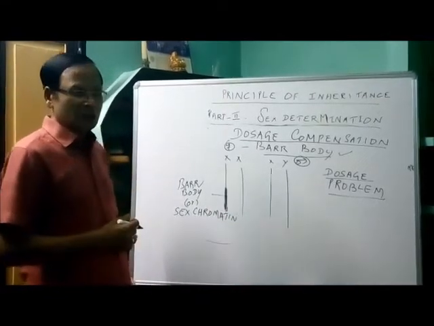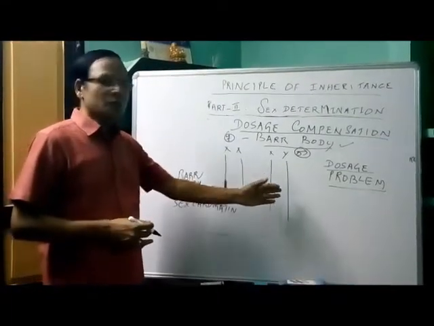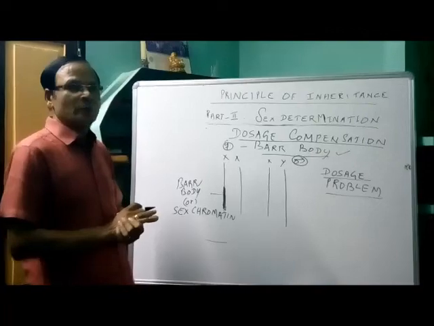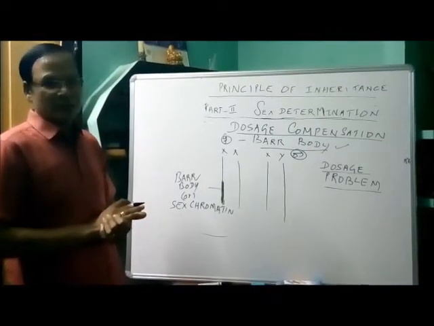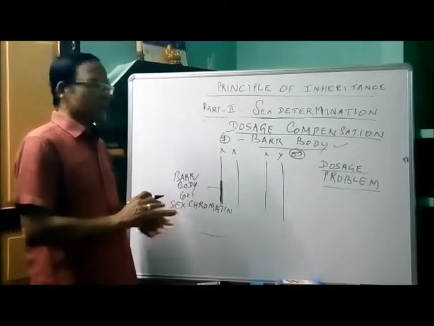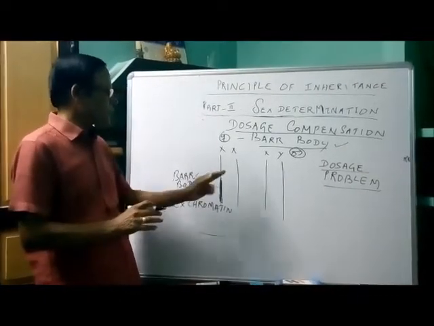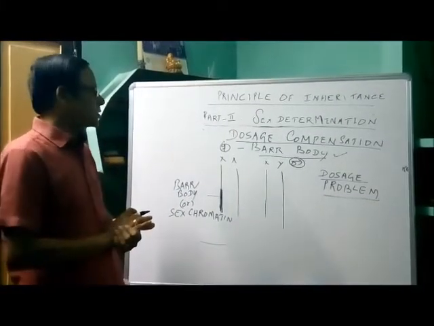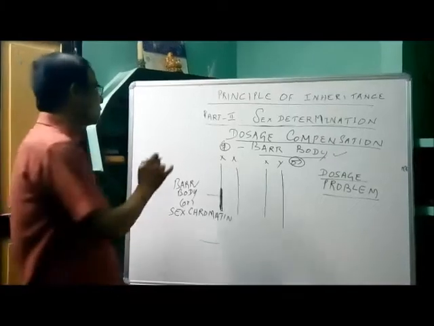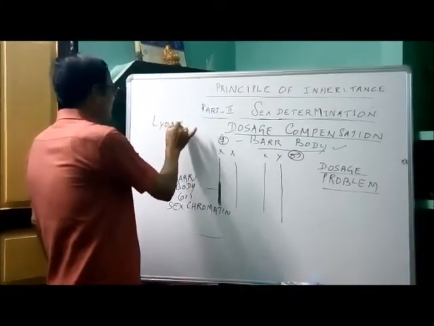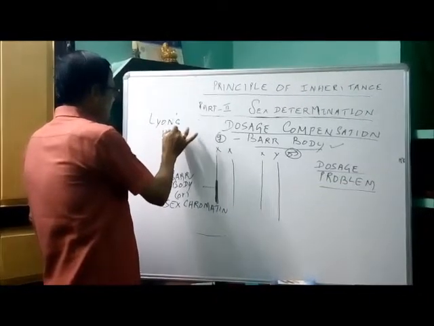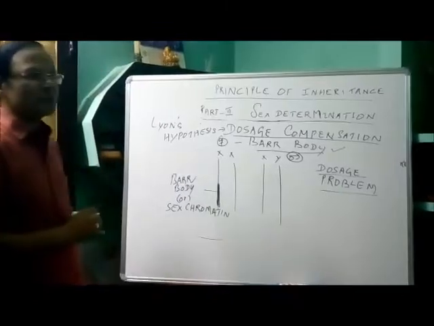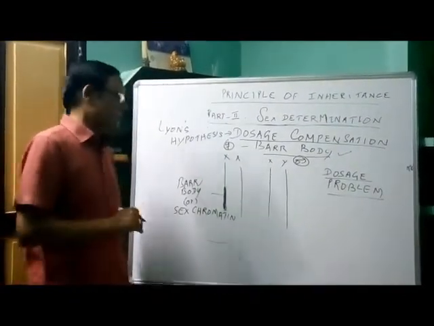How to compensate the dosage? We cannot add an X chromosome to the male, but we can inactivate one of the X chromosomes in the female, so dosage compensation occurs. While one X chromosome is inactivated, females have one active X chromosome and males also have one active X chromosome. This phenomenon is called dosage compensation, also called Lyon's hypothesis: inactivation of one of the X chromosomes.